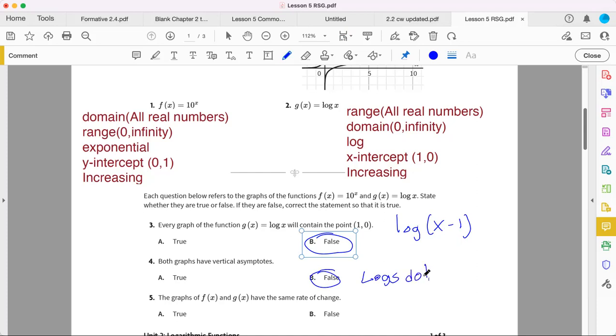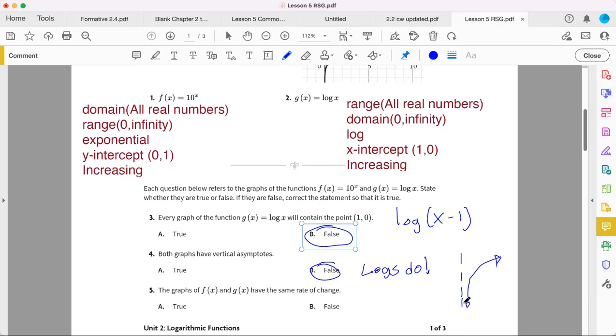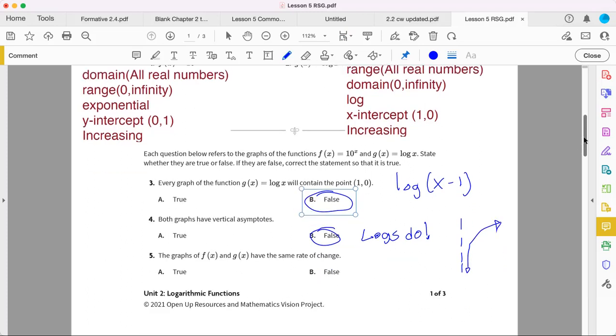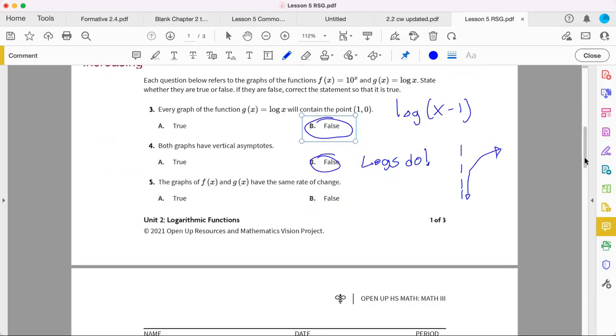Logs do. Remember how they started low and then went up and to the right? There was a vertical asymptote there that said, hey, you can't go past this. You can't hop that fence. I will leave 5 to you. And let's see what else is asked of us.